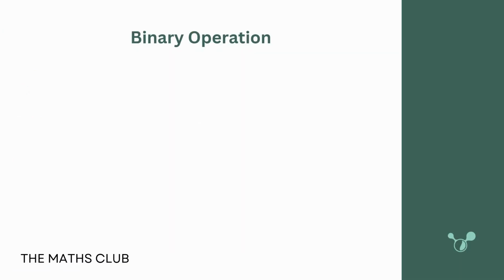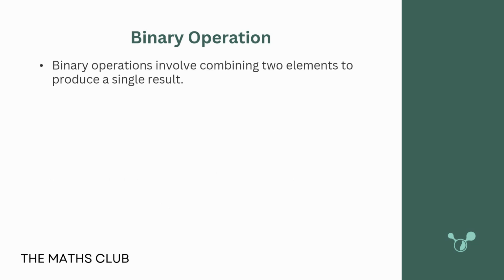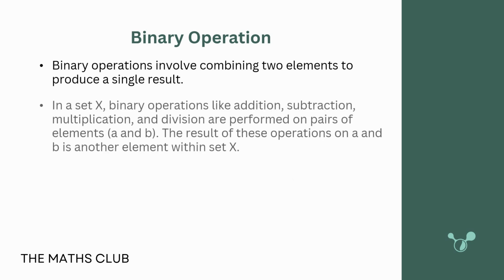Finally, we're looking at binary operations. What does binary mean? Bi means 2, right? So a binary operation involves combining two elements to produce a single result. In a set X, binary operations like addition, subtraction, multiplication, and division are performed on pairs of elements A and B. The result of these operations on A and B is another element within the set X.